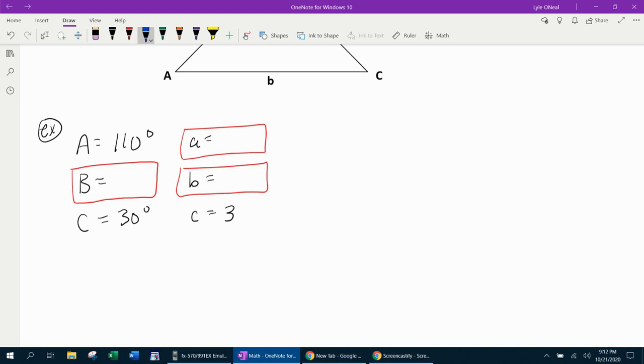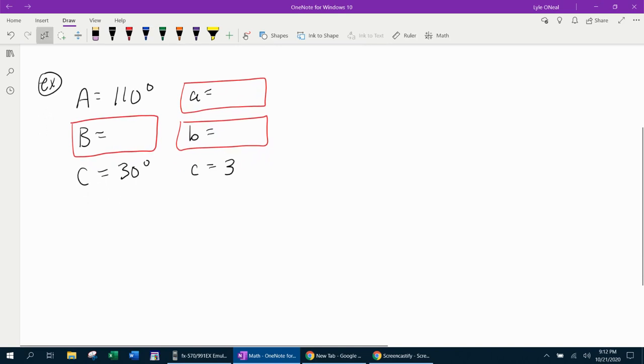Which is the easiest to find first? That's correct, angle B, because we know that all three angles have to add up to make 180. So if I take 180 and subtract the other two angles, that's going to give me angle B. 180 minus 110 is 70. 70 minus 30 is 40. And real quick, with some arithmetic, we get angle B is 40 degrees. Okay, one down, two to go.